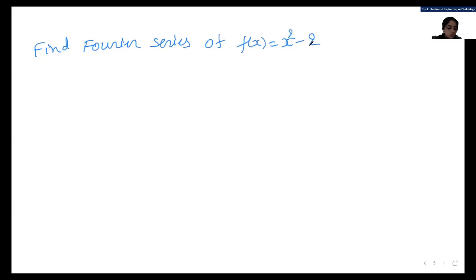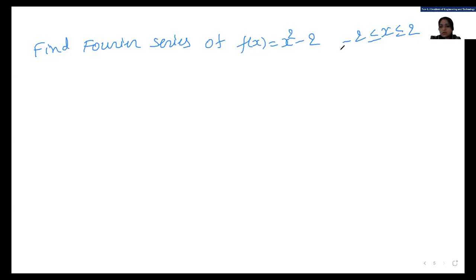Find Fourier series of f of x is equal to x square minus 2. Here minus 2 less than or equal to x less than or equal to 2. Okay, so students, both lower and upper limits are constant, both are same. One is negative, other is positive.